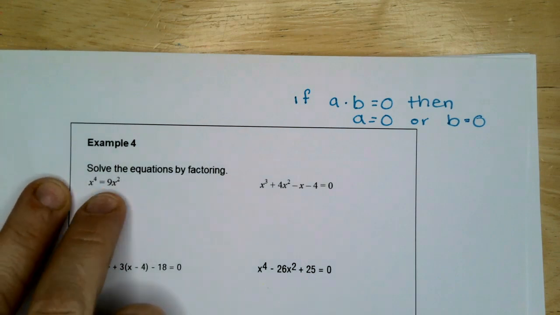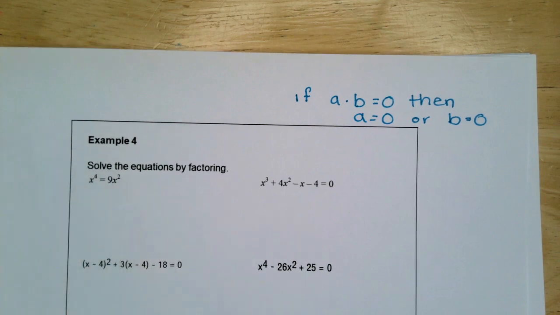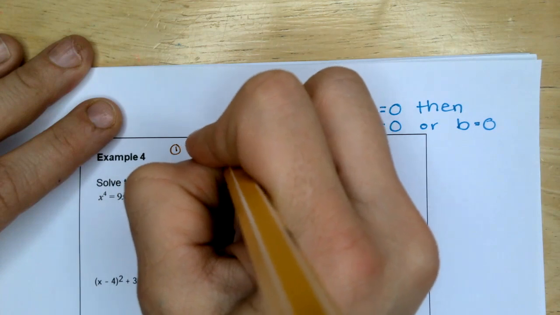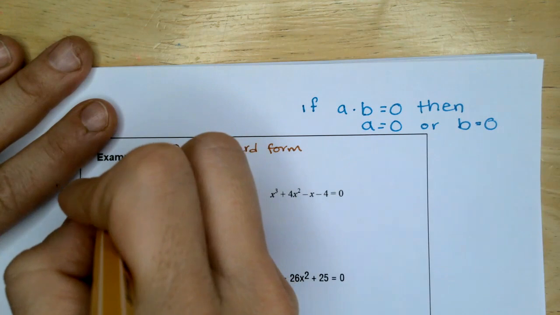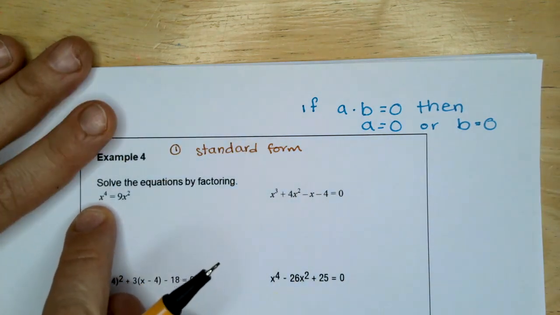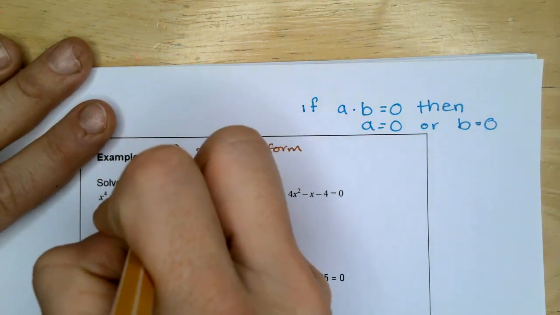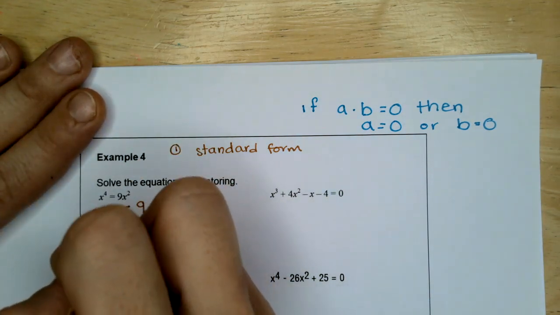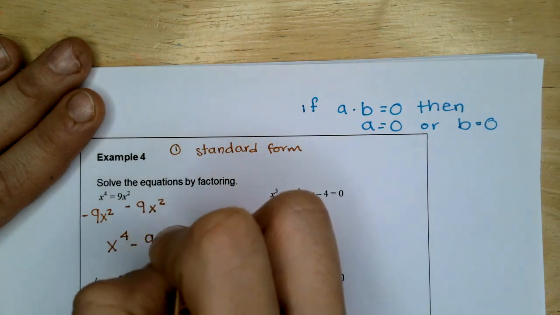Here we have x to the 4th equals 9x squared. What you need to do first when you're factoring is put it into standard form. So x to the 4th is positive, and it's our highest exponent. So I'm going to move the 9x squared over. And what I'm left with is x to the 4th minus 9x squared equals 0.